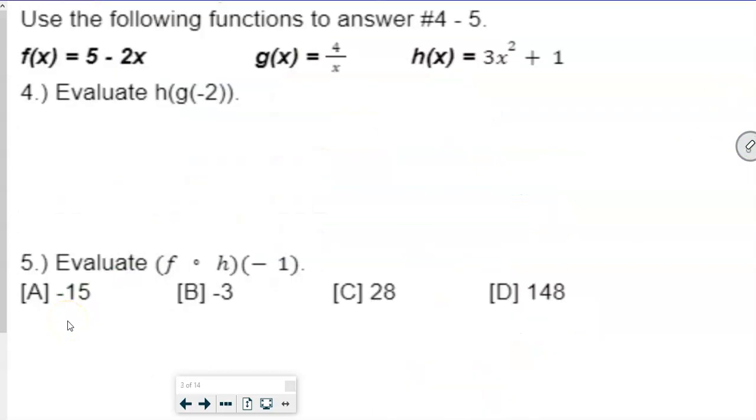So this next direction says use the following functions to answer questions 4 and 5. Okay, so it says evaluate h of g of negative 2.